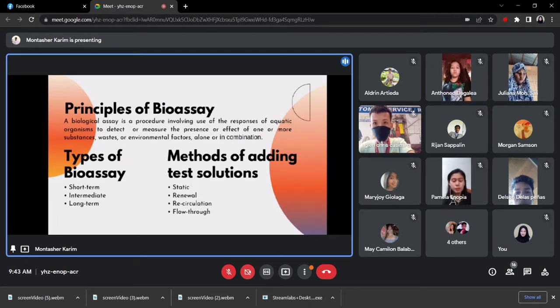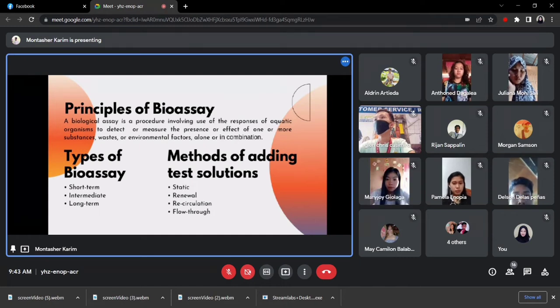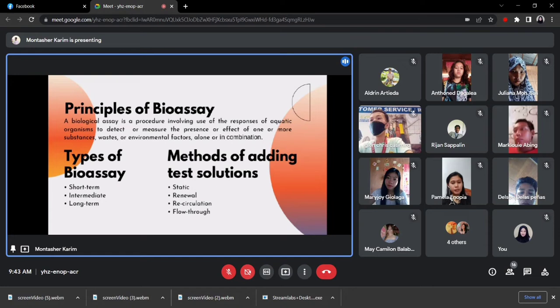And next is the types of bioassay. So there are three types of bioassay, such as short-term, intermediate, and long-term. In the short term, it shows the relative sensitivity of various organisms to variables like temperature and pH. It also determines the median lethal concentration or LC50 or the effective concentration values. In intermediate, it is used when the lethal concentration determination requires additional time. Usually it takes 8 to 90 days.